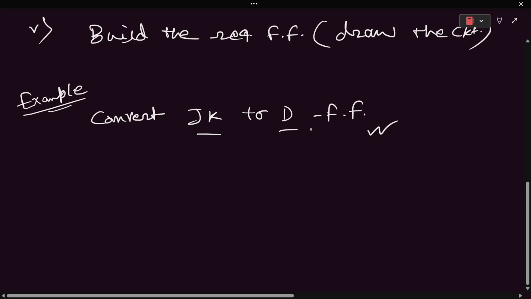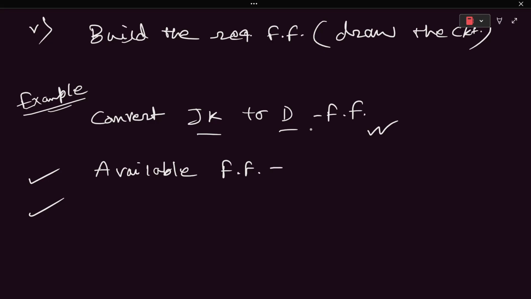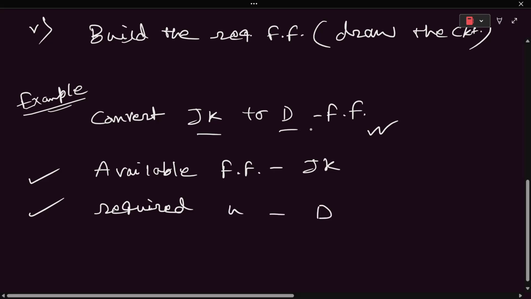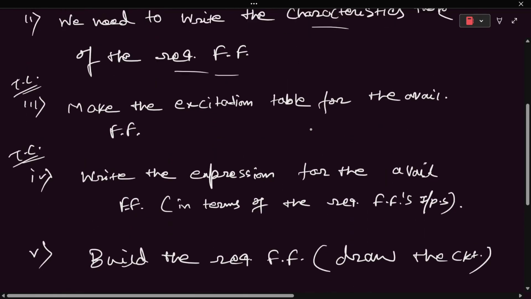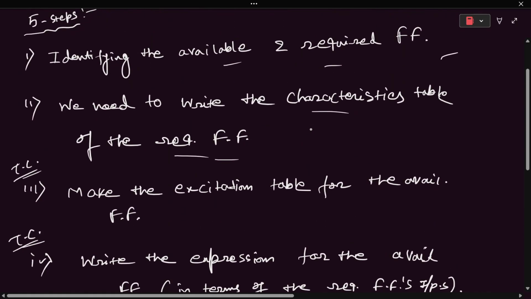Let's solve it. The available flip flop is the JK flip flop, and what is the required one? D flip flop. Okay, so the available flip flop is the JK flip flop and the required flip flop is the D flip flop. So what we had till now is the first step: we identified the available one and the required one that we are going to build using the available one.